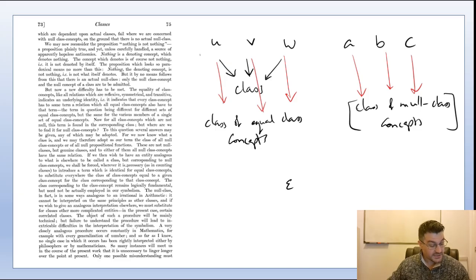On we go. Between classes simpliciter and classes of equal class concepts, there is a one-to-one correlation, which breaks down in the sole case of the class of null class concepts to which no null class corresponds, and this fact is the reason for the whole complication. Okay, so what I was talking about here, which is shown on the screen, the absence of a particular object that we can call the null class is unique to that particular case.